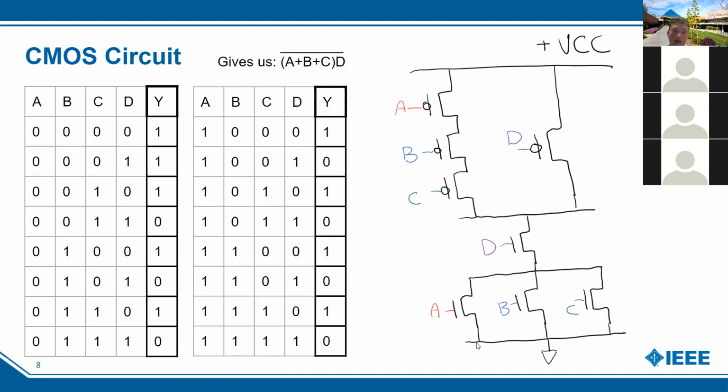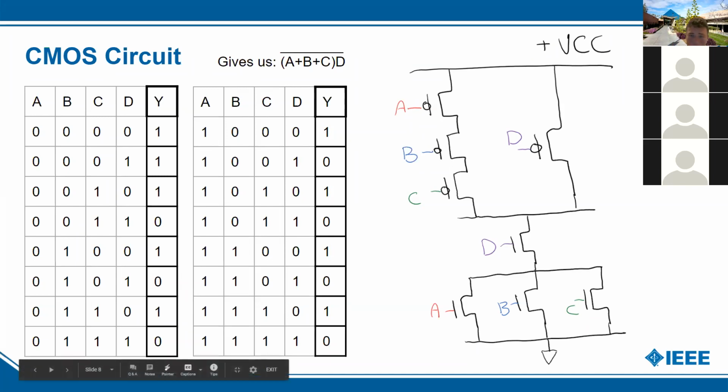And because D and then all the other outputs are in parallel in the pull-up circuit, you put them in series in the pull-down circuit. And so you can kind of just create the pull-up circuit, and then from that, you are able to create the pull-down circuit. And so that can kind of be your guide.